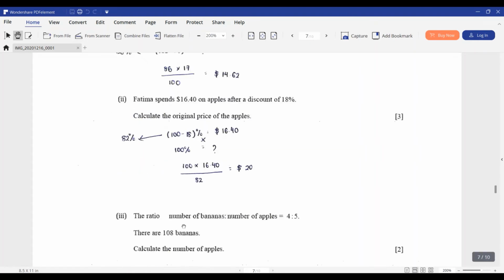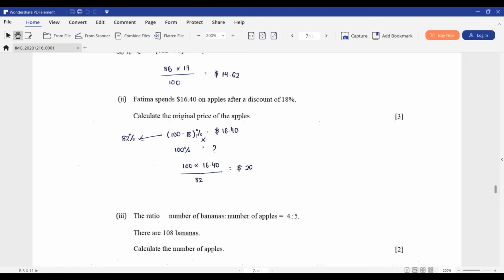Let's go to Roman 2. Fatima spends $16.40 on apples after a discount of 18%. Calculate the original price of the apples. So we're going to find what percentage of the price 16.40 is. The percentage of the price is 100 minus 18. What is the percentage of the price she paid for? What's this value in terms of percentage of the actual thing? So 100 minus 18 is 82%. So this 16.40 is 82% of the original price.